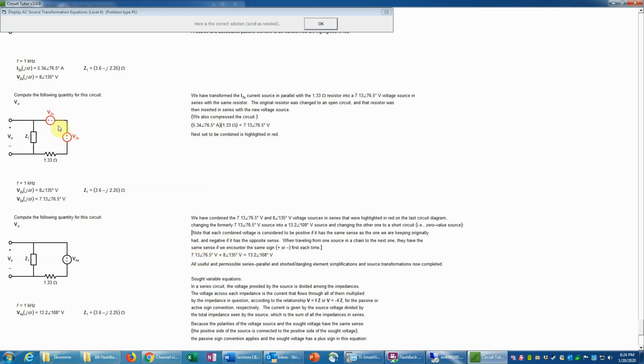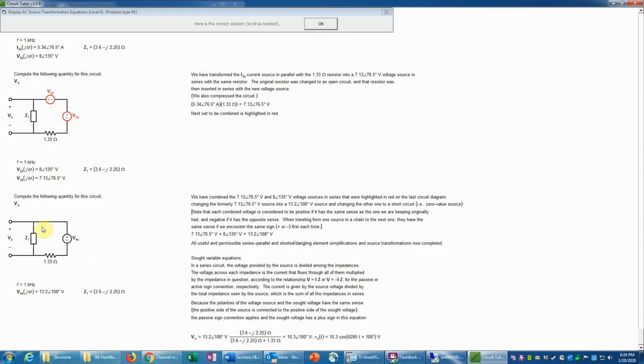We just add those two numbers, and those again are complex numbers here. This 8 angle 135 and 7.13 angle 76.5. So adding those in a calculator would give you this value. And that becomes what we call V4S here. And now we have a single loop circuit, so that can be solved now easily using the voltage divider formula since we have only one voltage source.